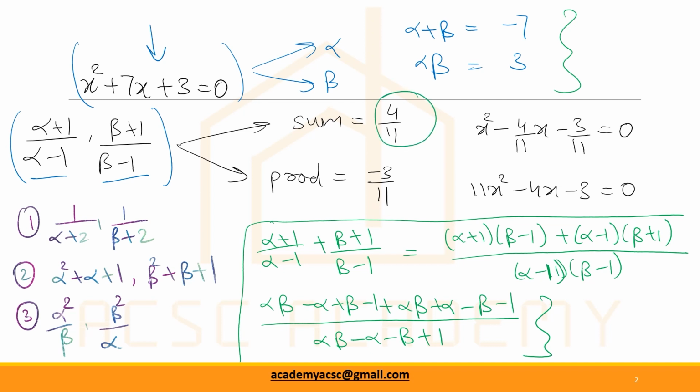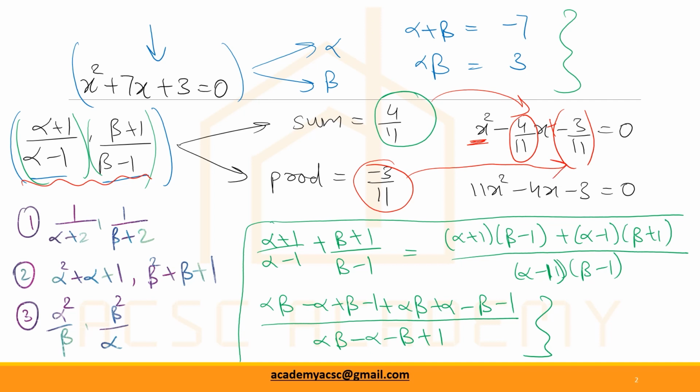In the same way you simply have to multiply these two roots to get the product of the roots, and that will turn out to be minus 3 by 11. Once you get the sum and product of these roots, in order to form a quadratic equation with these roots we simply write x squared minus sum of roots into x, where the sum is 4 by 11, plus the product of roots, which is minus 3 by 11, equal to 0.